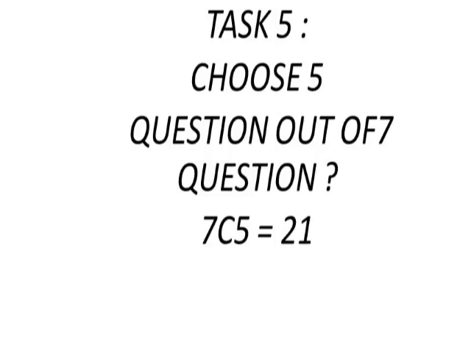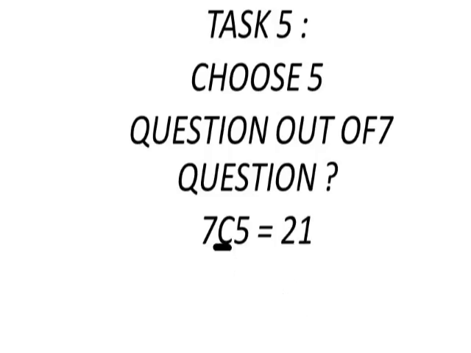So now let's go to our last question. In this question you are asked to choose 5 questions out of 7 questions in an examination. So 7 choose 5, you have 21 ways of choosing questions. So I think now you guys are clear on the difference between combination and permutation.